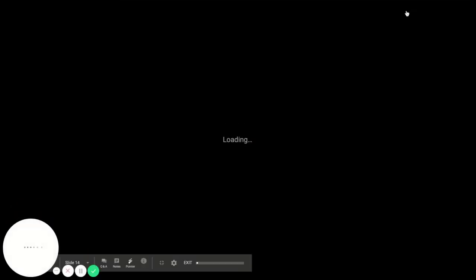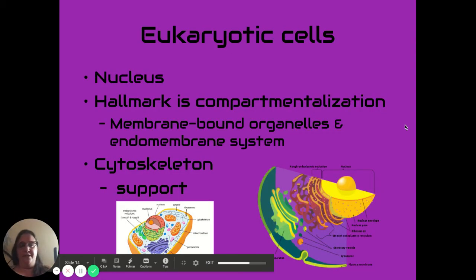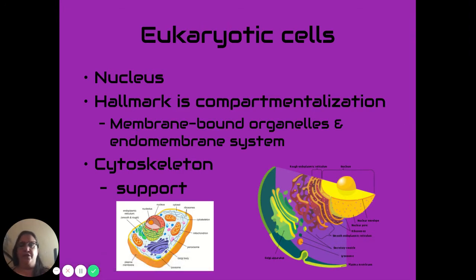Hello, so we're ready for the next part of our notes on cells. Last time we talked about the structures that all cells have in common and then prokaryotic cells. Now we're going to talk about eukaryotic cells and all of their associated organelles.